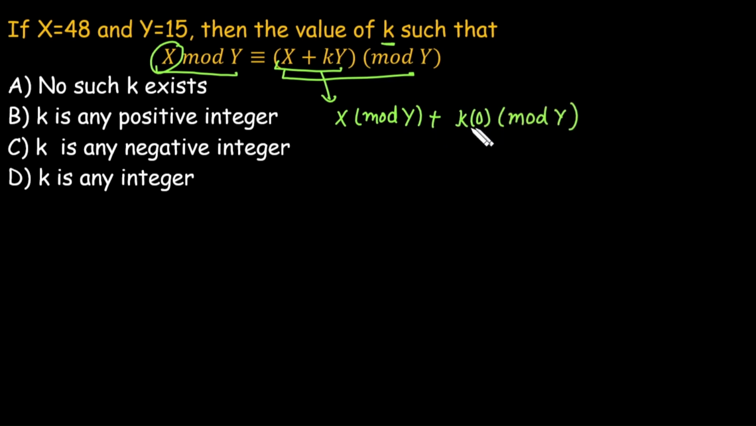Now if the remainder is 0, we can multiply 0 with any of the integers. It means here we can say that k can be any integer.